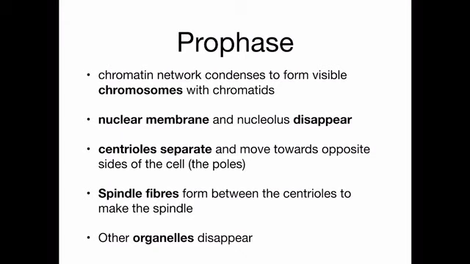The centrioles separate and move to opposite poles, and as they do that, spindle fibers made from microtubules form between them, and all the other organelles disappear. Be very careful when you are labeling cells at other phases that you don't label the cell membrane as the nuclear membrane.